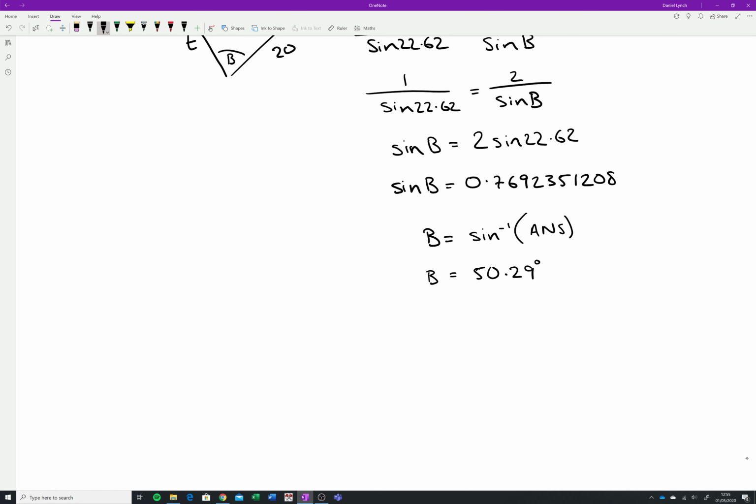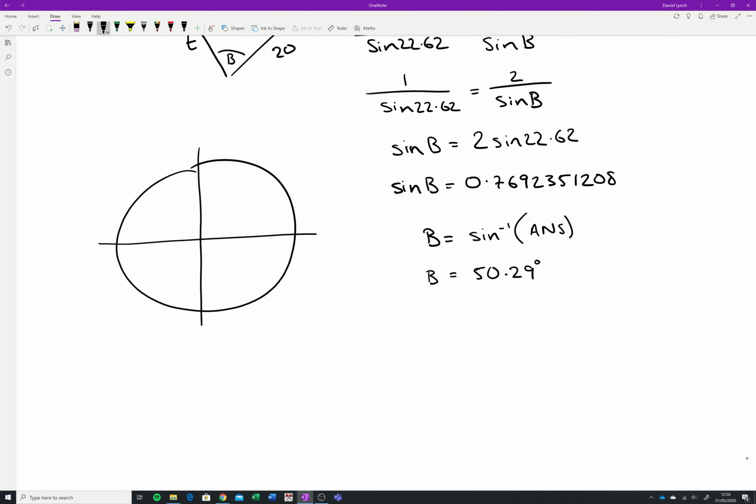But there is another answer, okay? If you place that angle in there, if you do sine of that, you will get 0.769, blah, blah, blah, but there is another angle that will work. So let's just think about this. I hope that you've done trigonometry. If you have, then this will not be news to you, but I suppose I can't take that risk. So here's what we do. We'll put in 50.29 degrees.